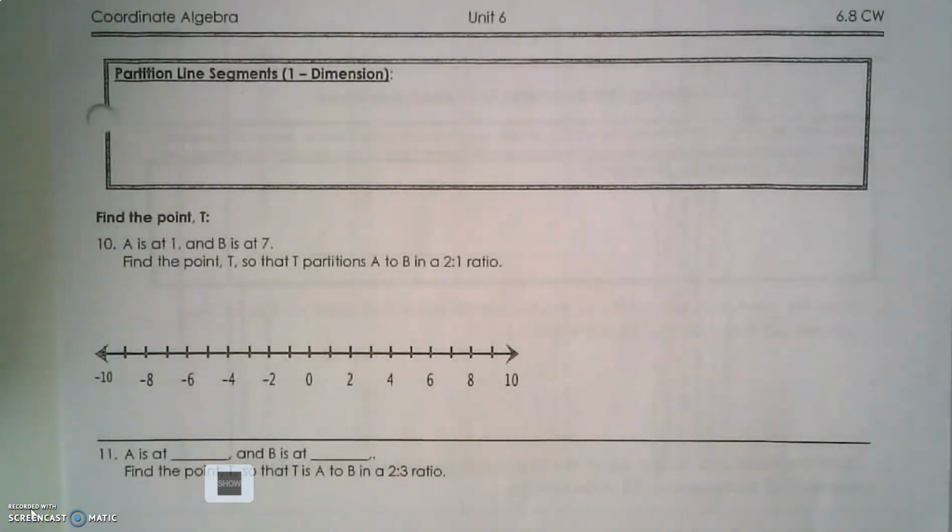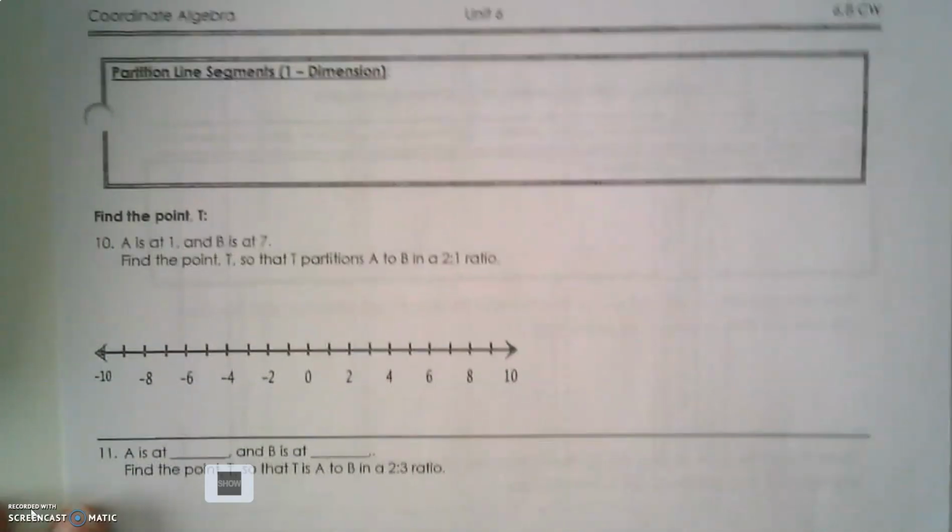All right, the next part of Unit 5, the coordinate algebra and geometry, or algebraic connections to geometry, we're going to talk about segment partition and how to partition a segment. When we partition a segment, we're going to talk about one-dimensional first. Partitioning means to cut something into several different pieces. So you need to know the formula.